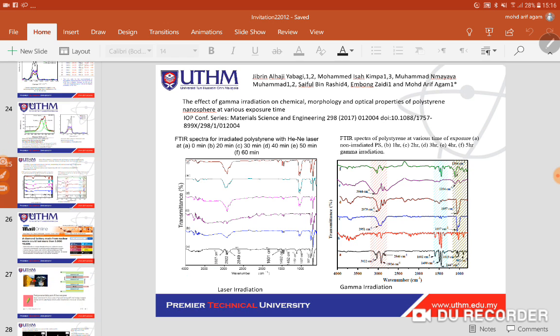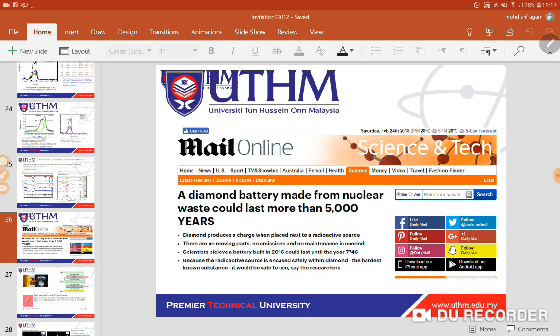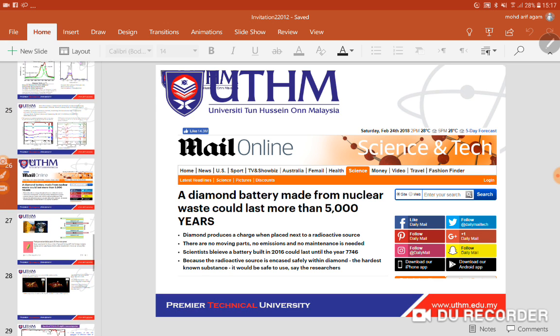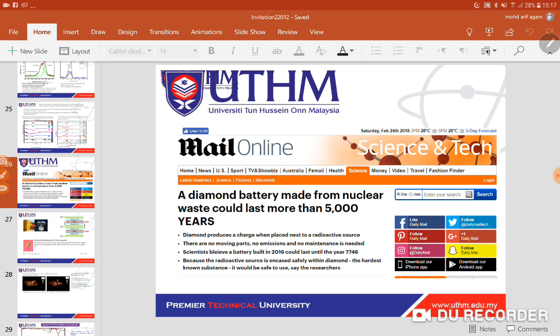And recently, there are a few research efforts focusing on a diamond battery that can be created from nuclear waste, and the battery can last about 5,000 years. Just imagine that we have nuclear waste, we coat with diamonds, and then we got a battery.